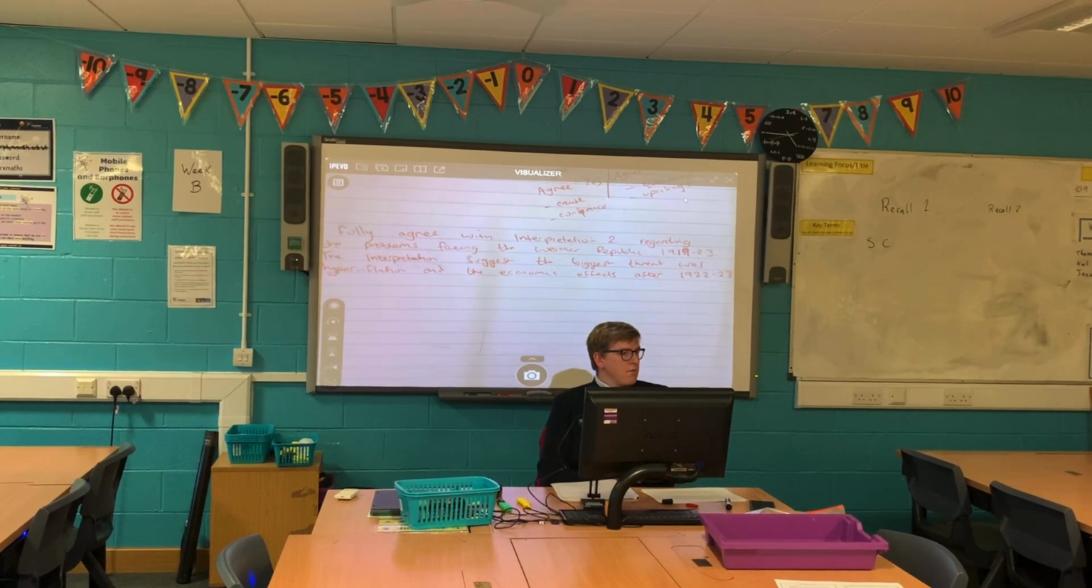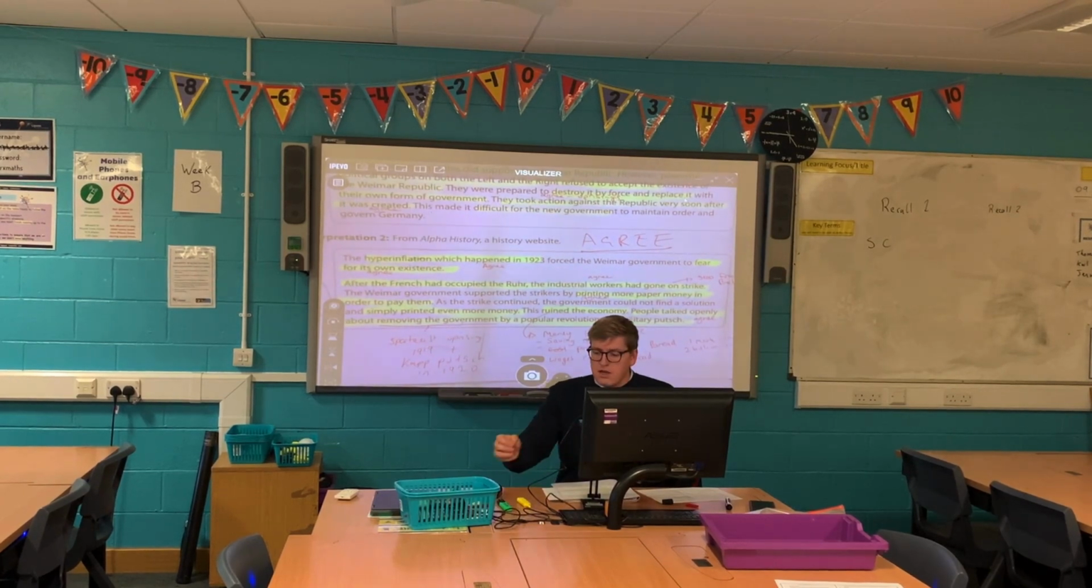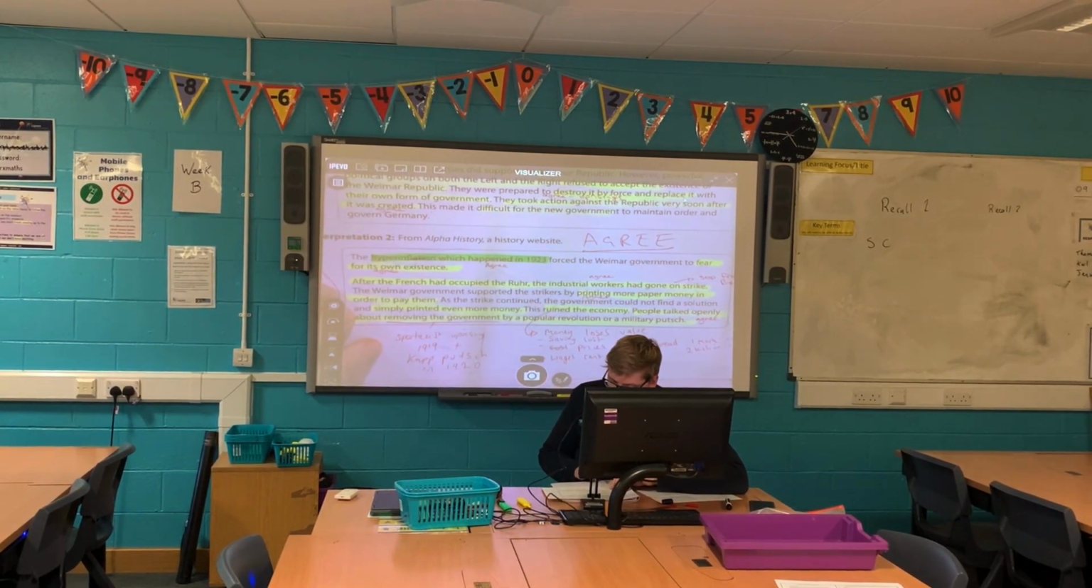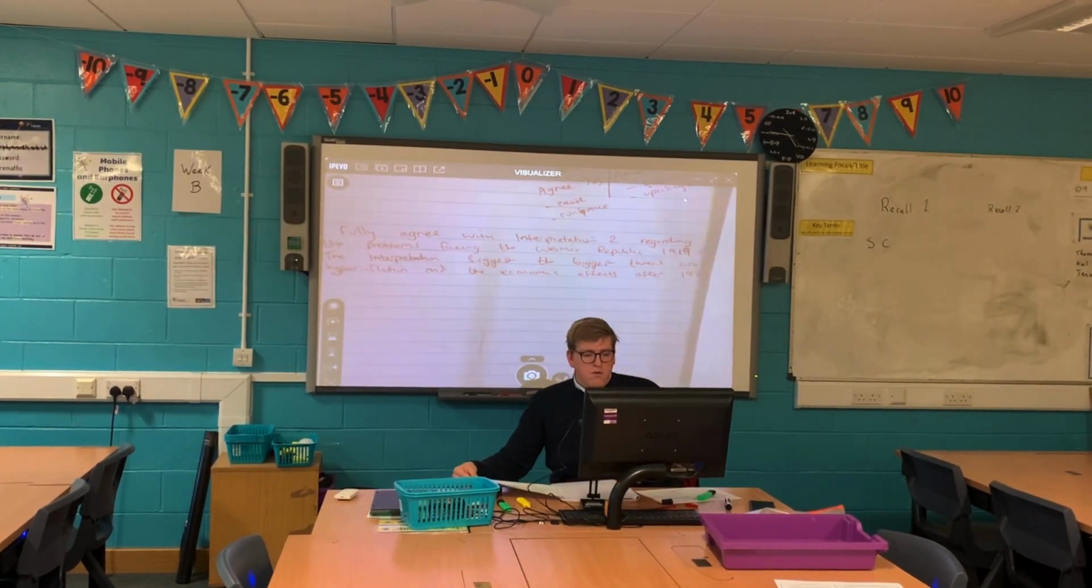And then we pick a quote from the interpretation to support it. And it might be we want to pick a couple of bits from the interpretation. So I've now got a green highlighter just to show you the bit that I'm picking. Don't worry if I'm covering up what you're trying to copy because I'll go back to it. With interpretation 2, I need to pick something that shows the message of interpretation 2. So I might say, hyperinflation happened in 1923, they're printing more and more paper money, which ruined the economy. And I would then add that into my opening paragraph.